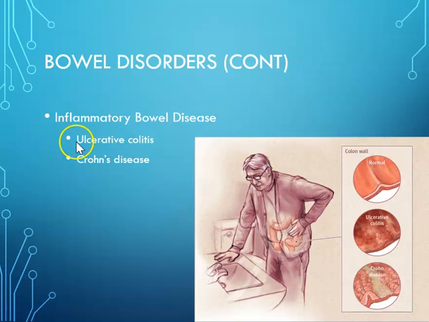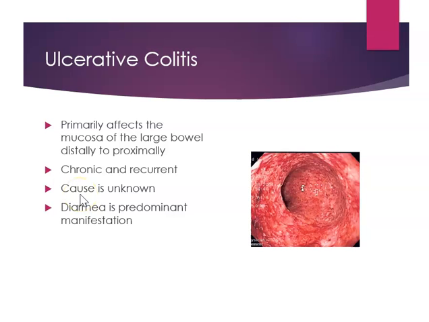So we're going to talk a little bit about ulcerative colitis and Crohn's disease. The etiology of both of these is unknown, but evidence suggests it could be due to genetic and environmental factors. Smoking and oral contraceptives do increase the risk. It is a chronic and recurrent disease, and about 3 million people in the United States are affected with this.